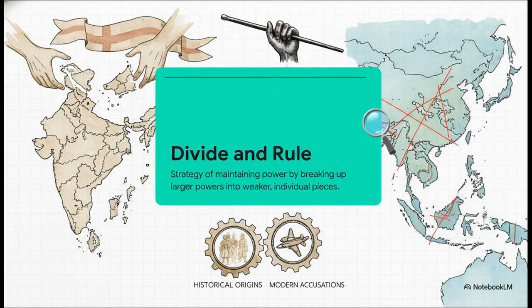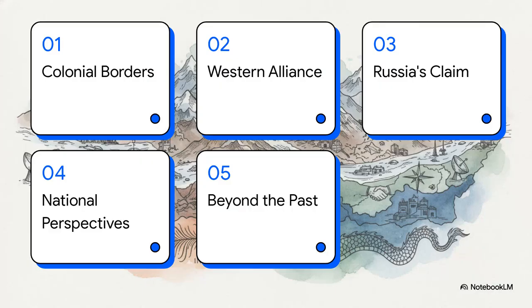As we analyze the sources today, we're going to see this exact concept pop up twice. First, as a deliberate tool used by the British Empire in the past, and second, as a pretty heavy accusation thrown at Western powers today. To make sense of this massive geopolitical web, we're going to break this explainer down into 5 quick sections: the legacy of colonial borders, the Western alliance factor, Russia's specific divide and rule claims, the competing national perspectives, and finally, what's driving this beyond the colonial past.